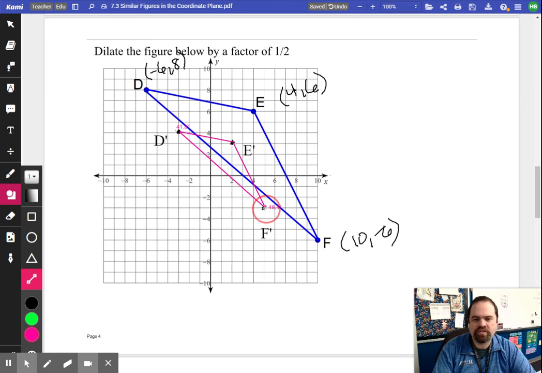Now, something we could get into, we're not going to, but it's worth noting. When you dilate a figure, if you notice the original line DE and the new line DE, they're parallel. The new line EF and the old line EF, they're parallel, and same with the DFs. I think it's kind of neat.